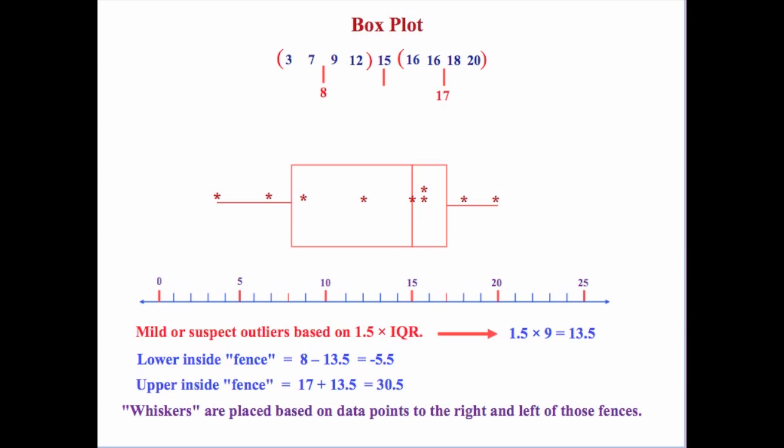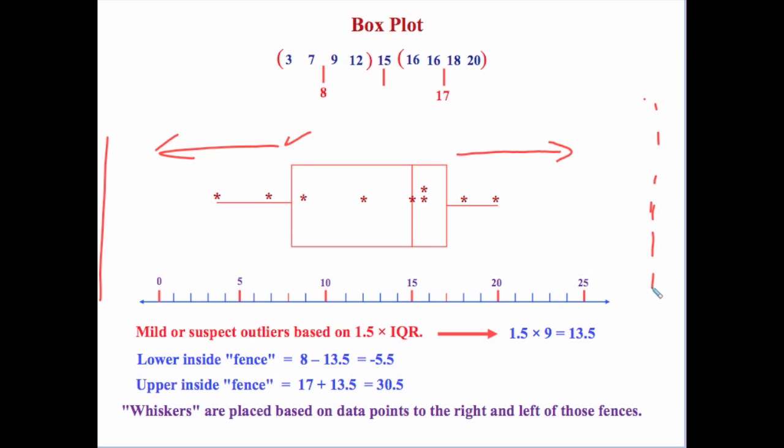Now, those boundaries are referred to as fences. So to get the fence at the lower end, we would start at 8 and go to the left 13.5. So what's going to happen is I'm actually going to be at negative 5.5, so I'm actually going to be out here. And then for the upper fence, for the fence on the right, we're going to start at 17 and go to the right 13.5, and we would be at 30.5, which would be way out here somewhere. So notice that none of my data points are on the outside of those two fences.